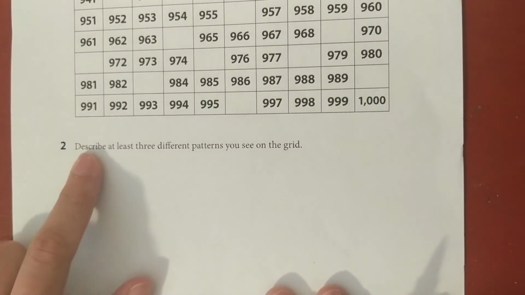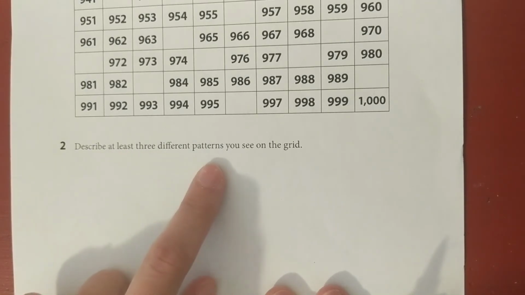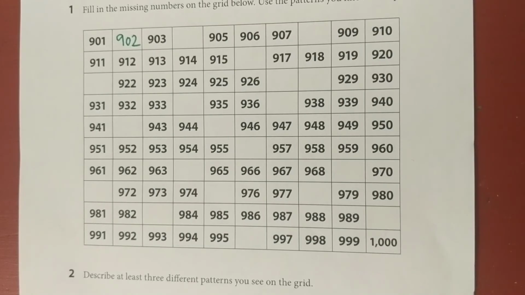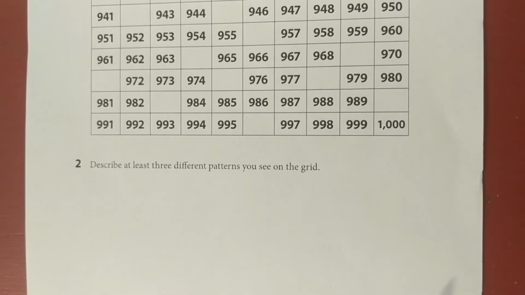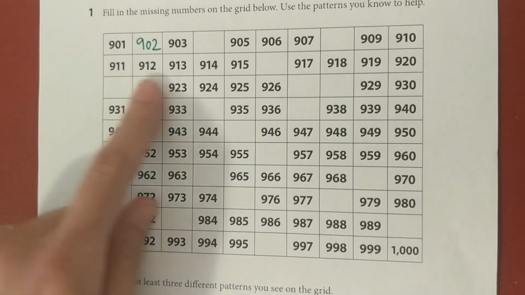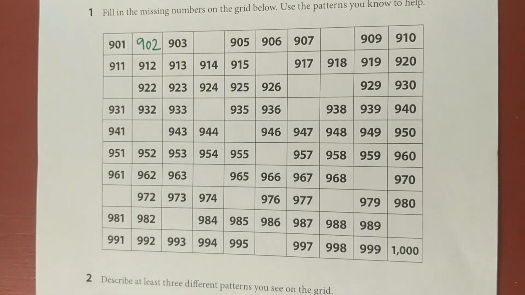Down below it says describe at least 3 different patterns you see on the grid. So think about when we've done choral counts together and we share out, what do we notice? You all are so wonderful at finding patterns and sharing those patterns. I know that you will be able to describe at least 3 different patterns that you see. What do you notice that's happening with the numbers on this grid?